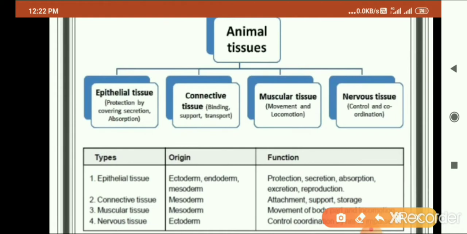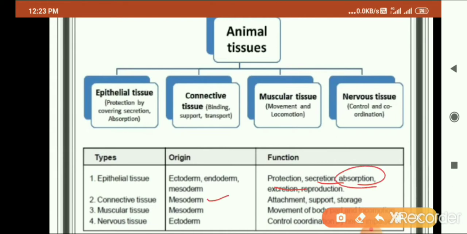So let us discuss. The epithelial tissue is of ectodermal, endodermal and mesodermal origin. There are three germ layers that are involved in the origin of this epithelial tissue. This tissue is helpful in protection, in secretion and absorption. Then we have the connective tissue.